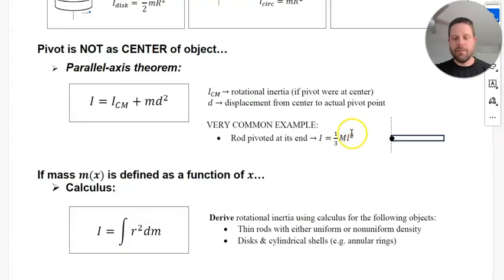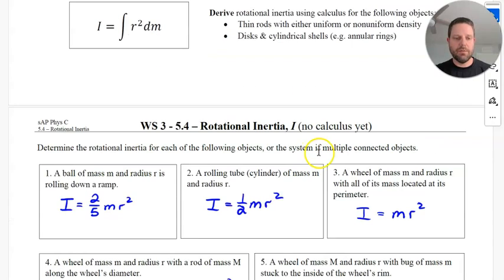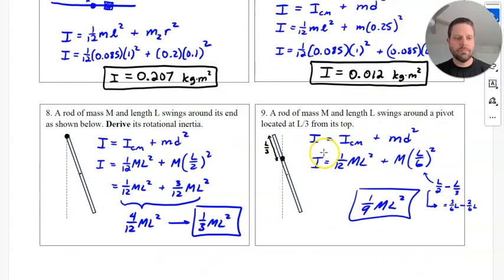I wanted to show you how to derive this 1/3 ml squared using the parallel axis theorem as a quick example. If we look down at number 8 over here, in this case we would have a rod that's pivoted about its end, and so we would take the I value if it were at the center, the 1/12 ml squared, and we're going to add md squared. The distance d, from the center to the new pivot at the end, is L/2. If we square that, we get L squared over 4, which is the same thing as, with common denominator 12, 3/12. When we add that, we get our 1/3.